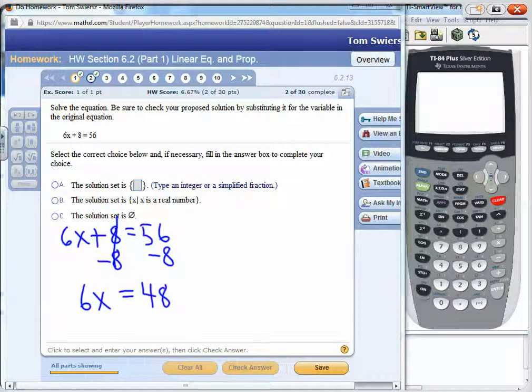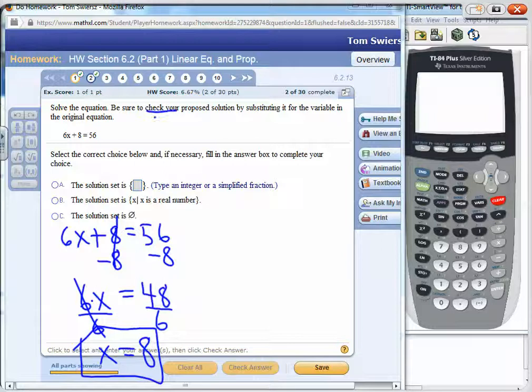Now, we have 6 times x. 6x means 6 times x. To make it 1x, because we want to solve for x, we divide both sides by 6. If we divide the left side by 6, we divide the right side by 6. 6 divided by 6 is 1. 1 times x is simply x. So now we're going to have our correct answer. 48 divided by 6, you can do it on your calculator, so x = 8. When you get x by itself equal to a number, that's your answer.